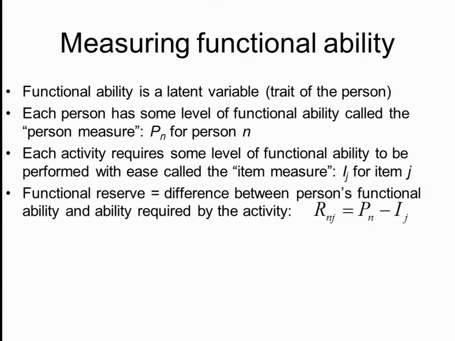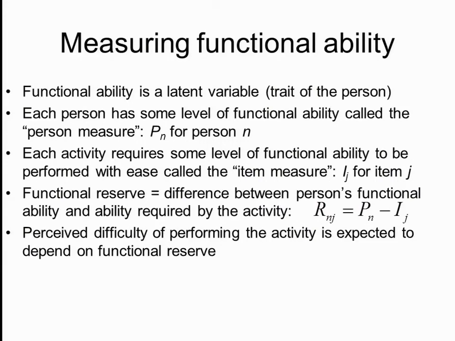We're going to introduce the concept of functional reserve, which is simply the difference between the person's functional ability and the ability required by the activity. So the person measure tells you how much you have. The item measure tells you how much you need in order to endorse the item. Functional reserve, or some other term if we're not talking about function, is simply the difference between the person measure and the item measure. I'm using the symbol R for reserve, subscripted for both the person and the item, which is just the difference between P and I.